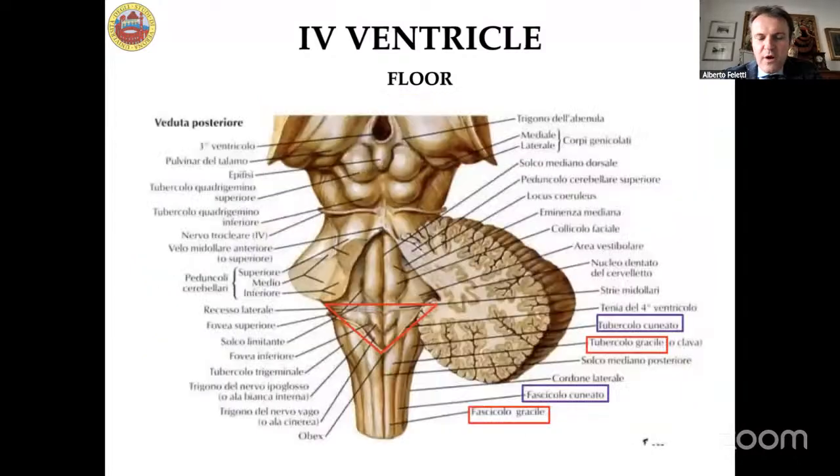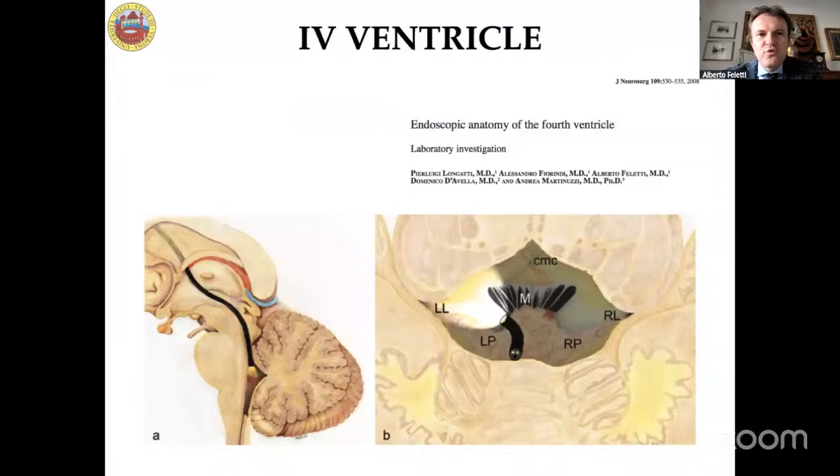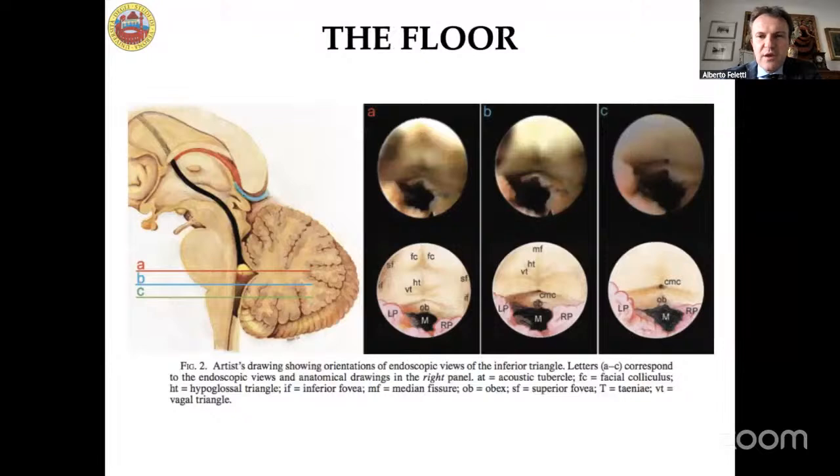So we can move on to the endoscopic vision of this anatomy of the floor of the fourth ventricle. We described this anatomy many years ago, actually, and the pictures at that time were not as clear as nowadays, but still it was possible to show that with an endoscope it is possible to visualize many of these structures, especially those in the intermediate and in the inferior triangle.